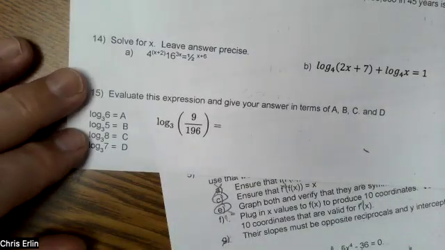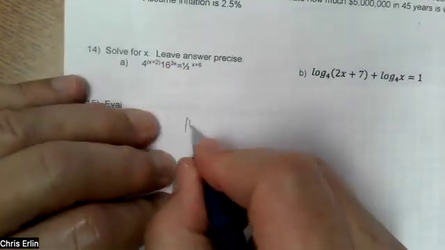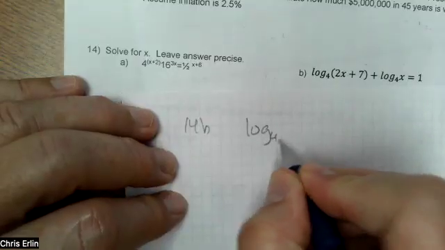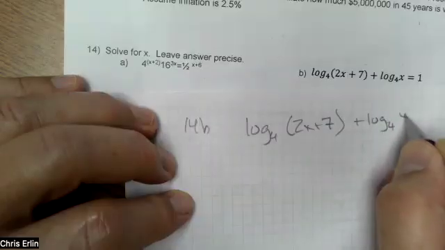Okay. Let's take a look at 14b. Log base 4 of 2x plus 7 plus log base 4 of x equals 1.